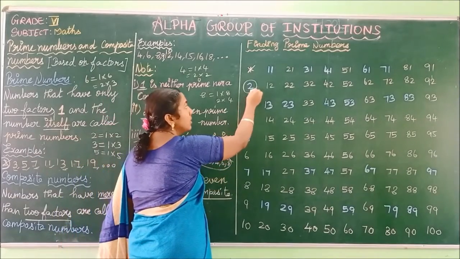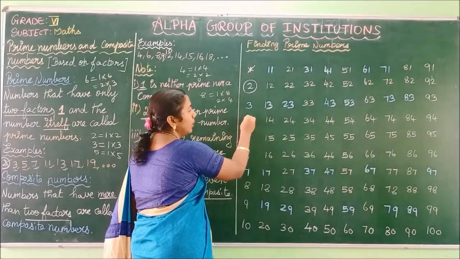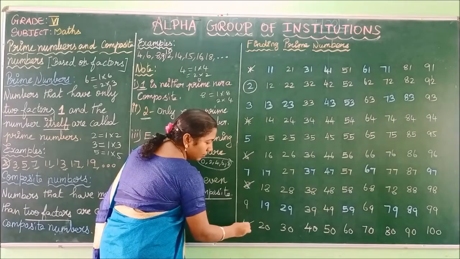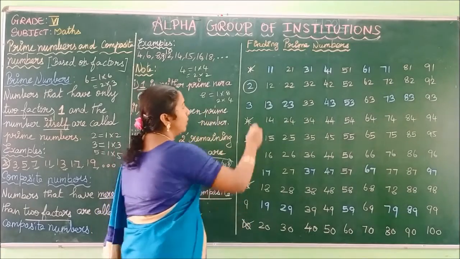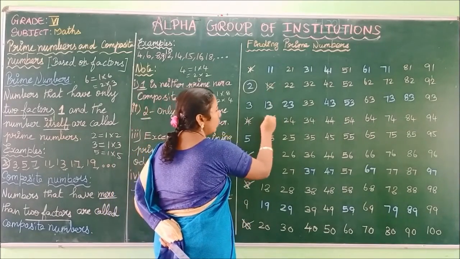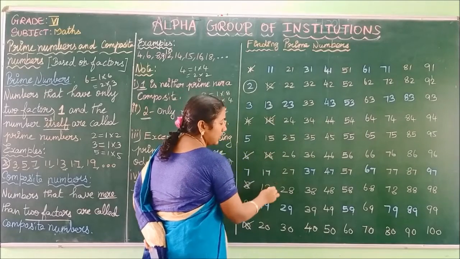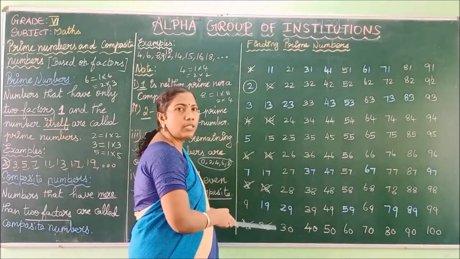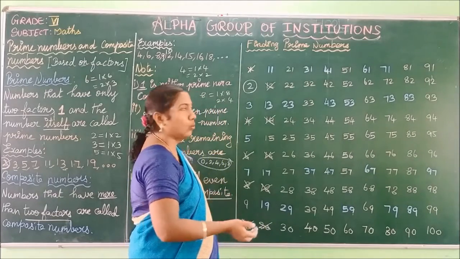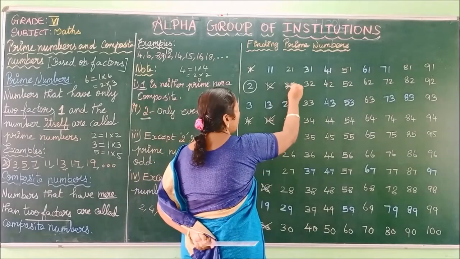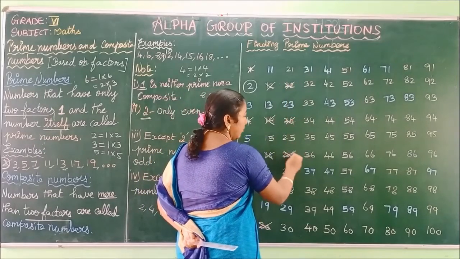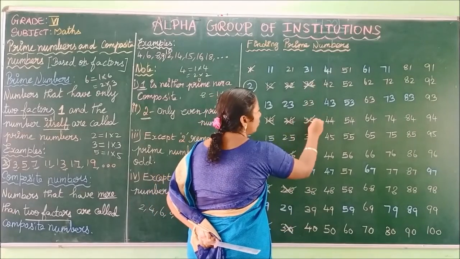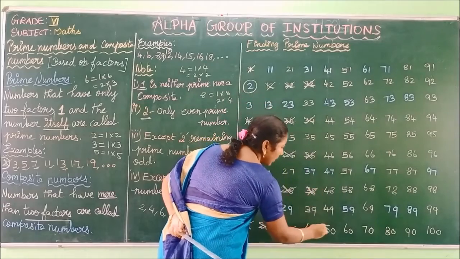So you have to cross them out. Next even number is 4. Next is 6, next is 8, and the next even number is 10, then 12. Similarly 14, 16, 18, 20. You can also say even numbers are the multiples of 2. Next multiple of 2 is 22. Next even number, next even number. Similarly, you have to cross out all the even numbers.